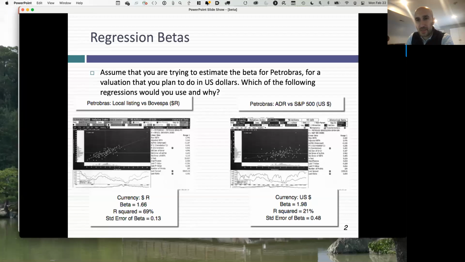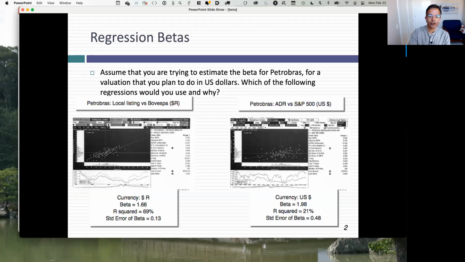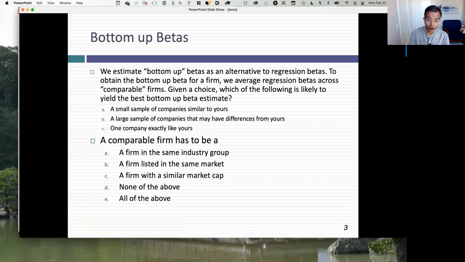Identify the companies in the same industry and just calculate the... So you start with the business your company is in, or businesses. You find other companies in the same business and you look up their regression betas, still regression betas, and then you average them out, right?